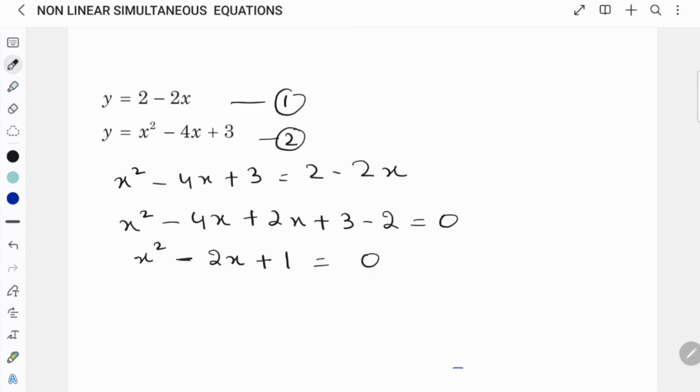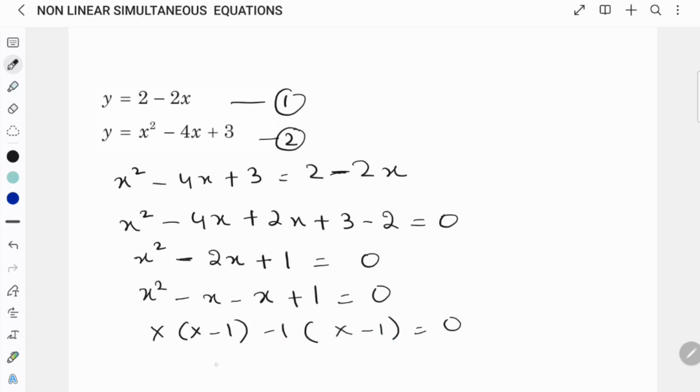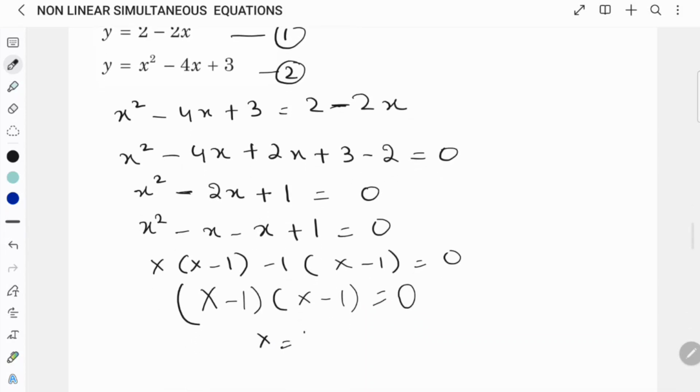So here again we could take the quadratic formula. But we can also see that it is an identity: you can apply x minus 1 whole square, or by breaking the middle term, minus 1 ones are 1, plus 1 equals 0. Taking x common, x minus 1, minus 1 common, x minus 1 equals 0. x minus 1 and x minus 1. It means you have a repeated root of x equals 1.